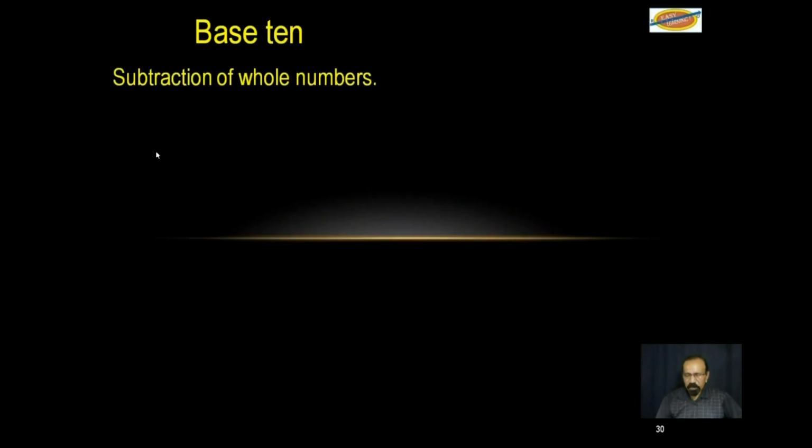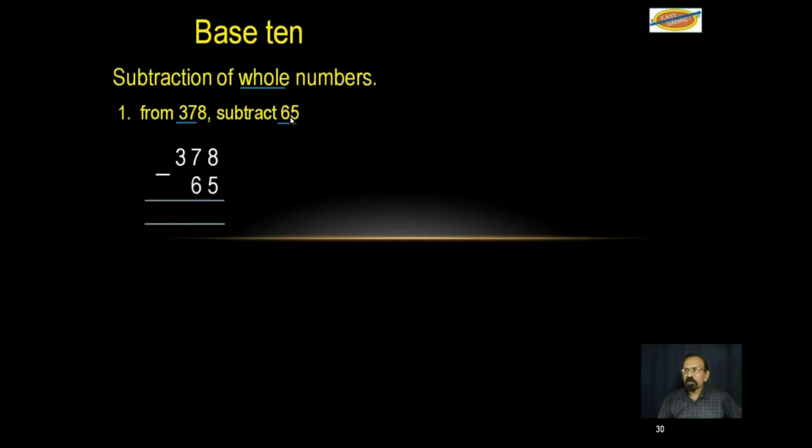Now, so we dealt with addition. Now let's deal with subtraction. Subtraction of whole numbers. From 378, you need to subtract 65. So you set it down like this. Remember to set down the hundreds in a separate column, the tens in a separate column, and the ones in a separate column. So now you start subtracting. 5 from 8, and you get 3. 6 from 7, you get 1. And 0 here from 3, you get 3. So that's 313, and that was pretty easy.